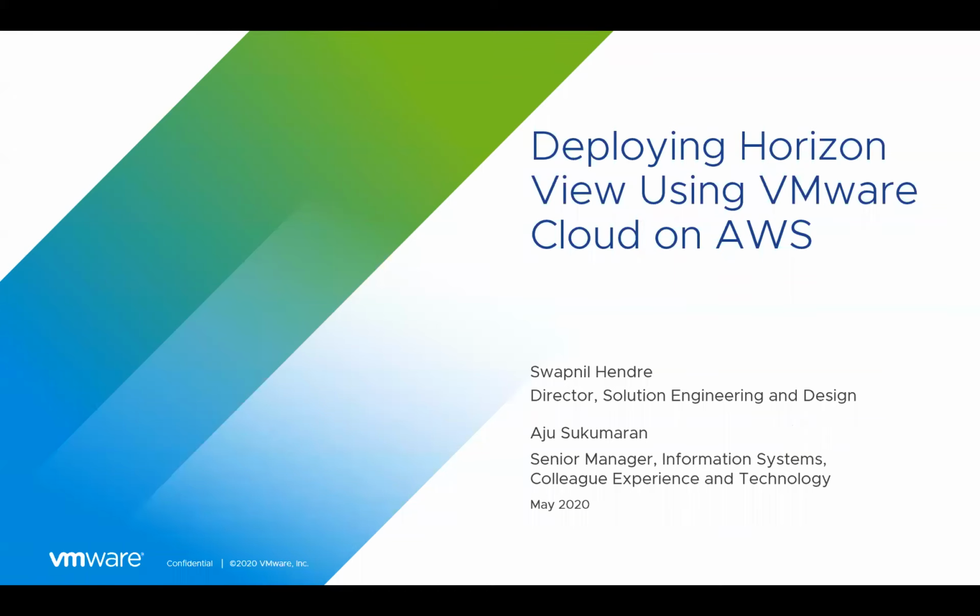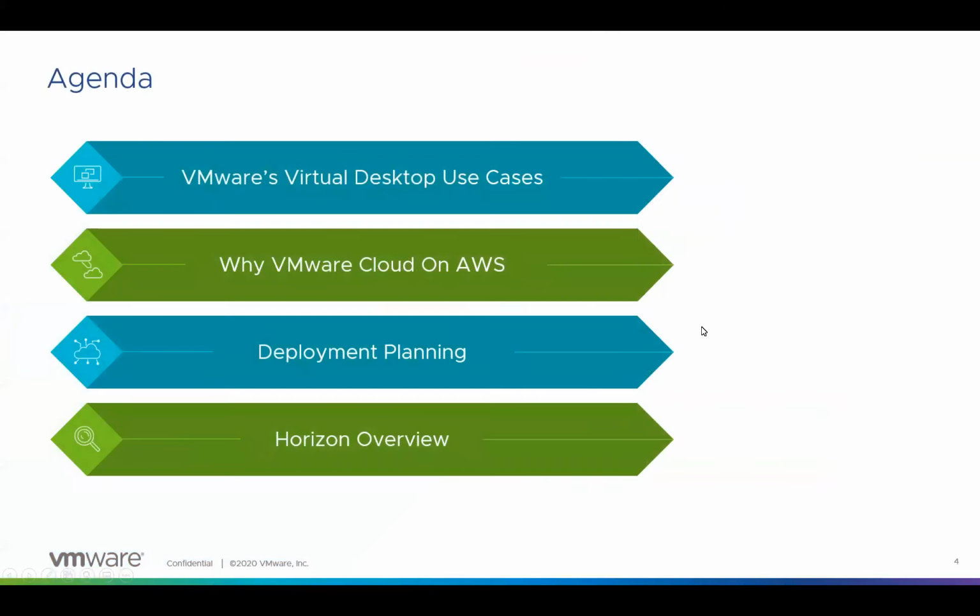We'll be talking about how we manage remote worker solutions and M&A with Horizon running on AWS. Thank you, Aju. So let's start with the high-level agenda. First, we'll start with VMware IT's virtual desktop use cases, followed by why we chose VMware Cloud on AWS. Then we'll talk about deployment planning, where we'll review the high-level architecture, network connectivity requirements, the core services deployment, and how we are securing the workloads running in VMware Cloud on AWS.